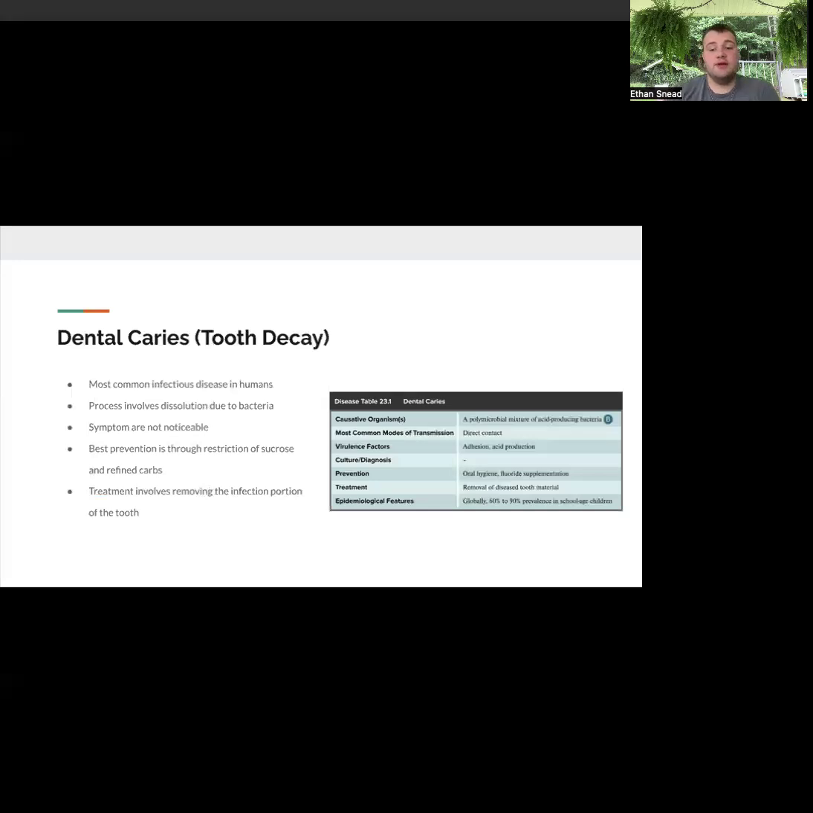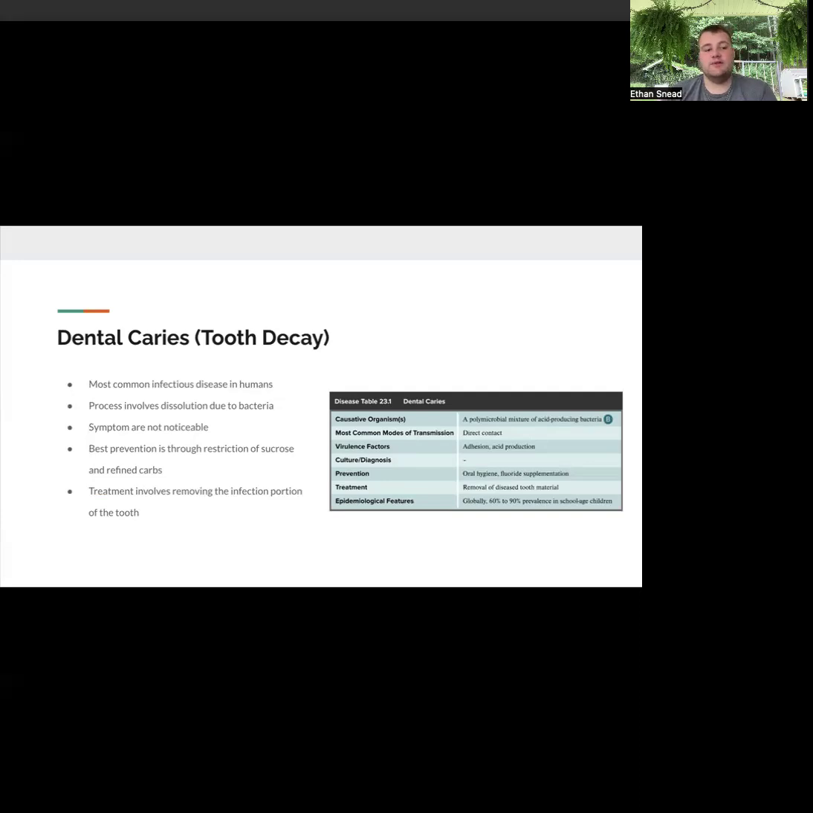This is the most common infectious disease in humans, and it involves a process of dissolution of the solid tooth due to the metabolic action of bacteria. The symptoms are not always noticeable, but they range from minor disruption of the enamel surface of the tooth, which is the outer surface, to the complete destruction of the enamel and then destruction of the deeper layers in the tooth all the way down to the root.